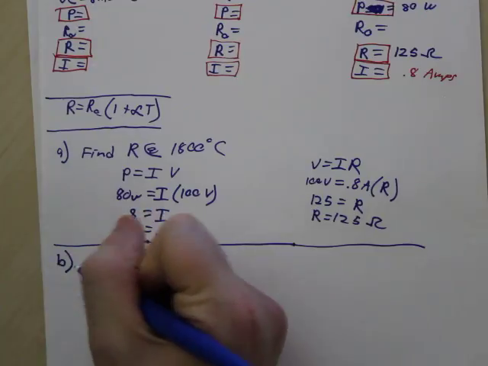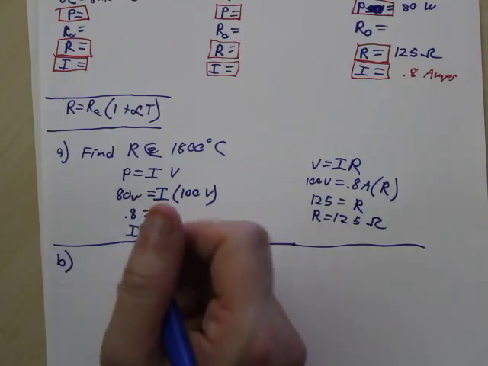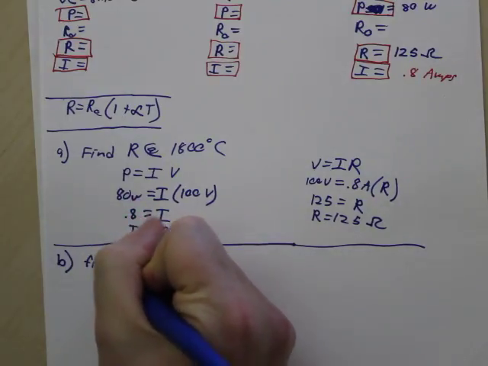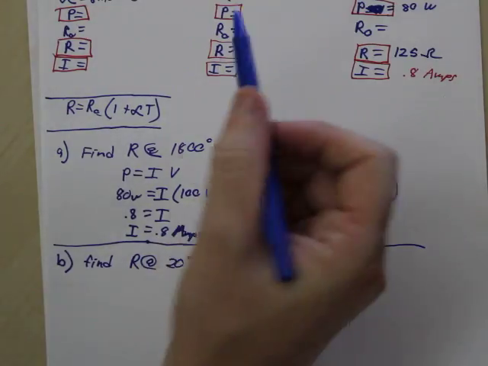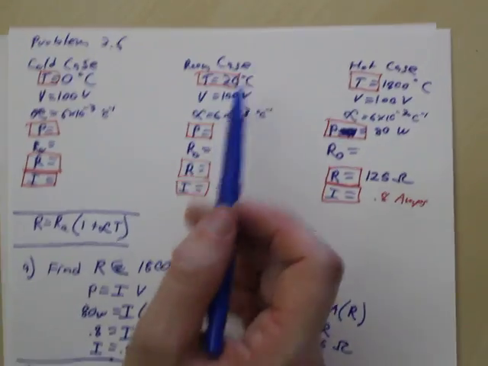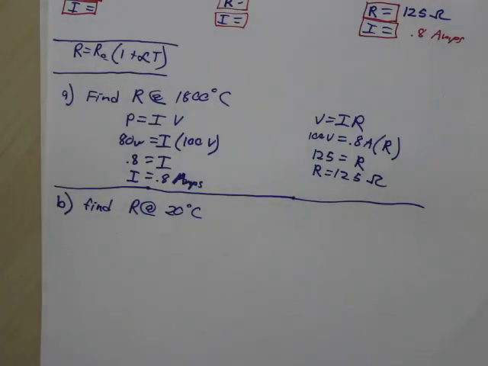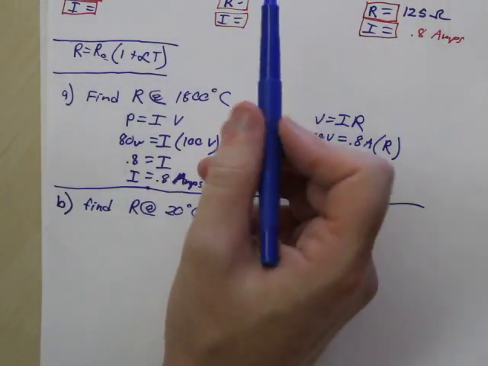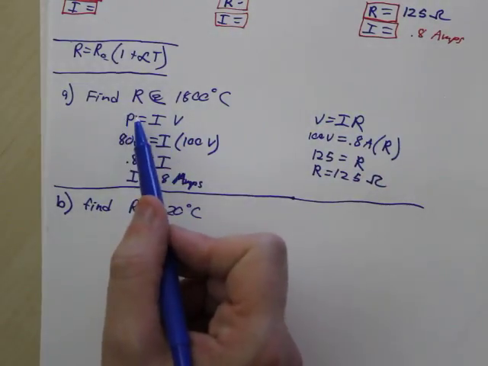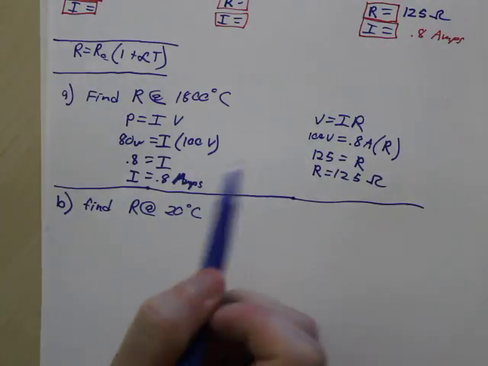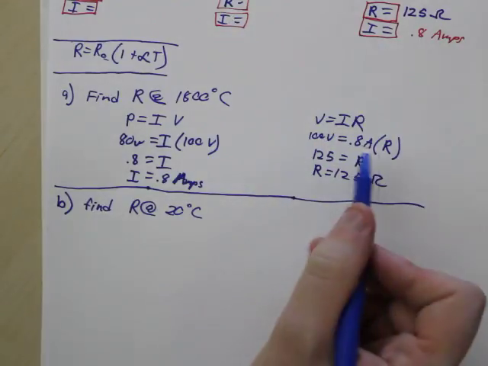And what is B? B says determine the filament resistance at room temperature. So this is find R at 20 degrees Celsius. And so we're going to go back up to the room case here. So again, we don't have power for this one. We don't have I for this one, and we don't have R. So we can't do this one because all we have is voltage down here, and V equals IR. Well, we have V, we don't have I or R, so we can't use this one.